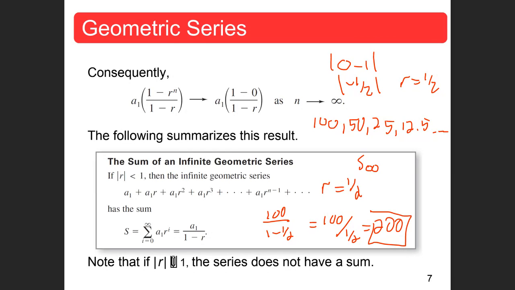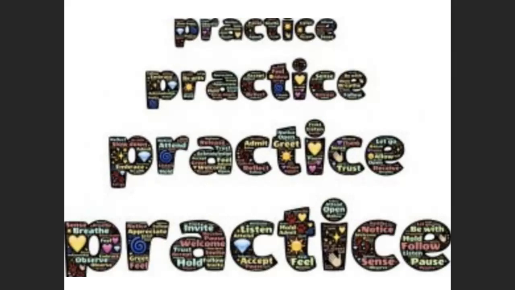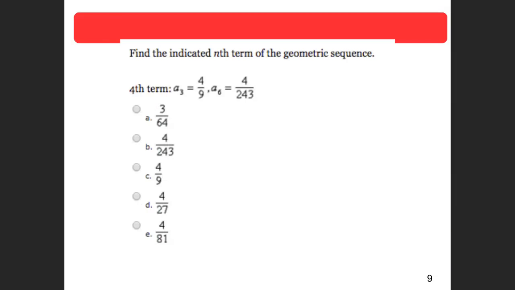And doesn't that make sense? You have 100 plus 50, that's 150, plus 25, that's 175, plus another 12.5, so we're at 187.5, and then it just keeps getting smaller and smaller and smaller and smaller. It will eventually equal 200. It's kind of an interesting formula. So those are all of the formulas for today. There's 3 of them. So let's take a look at the practice problems.